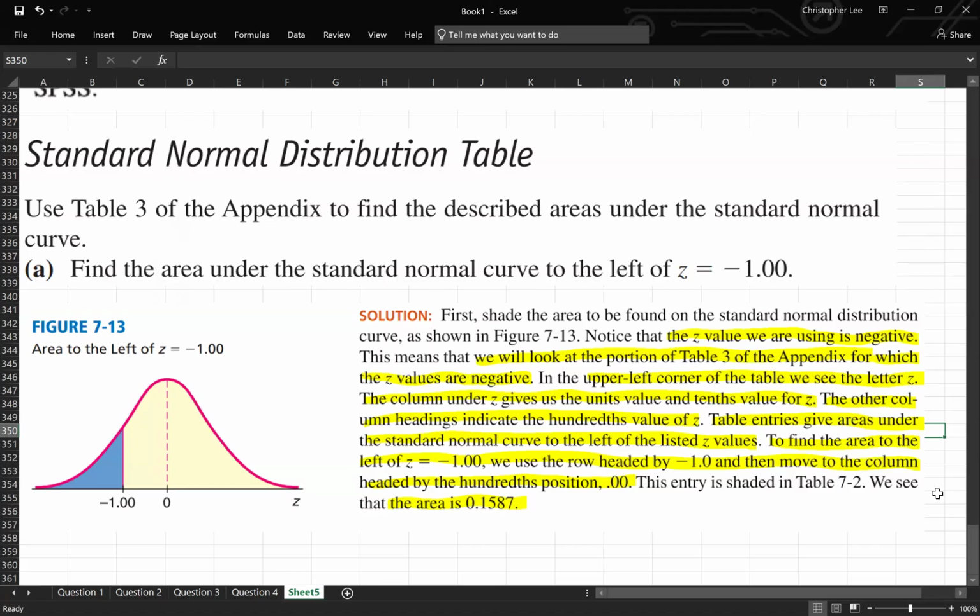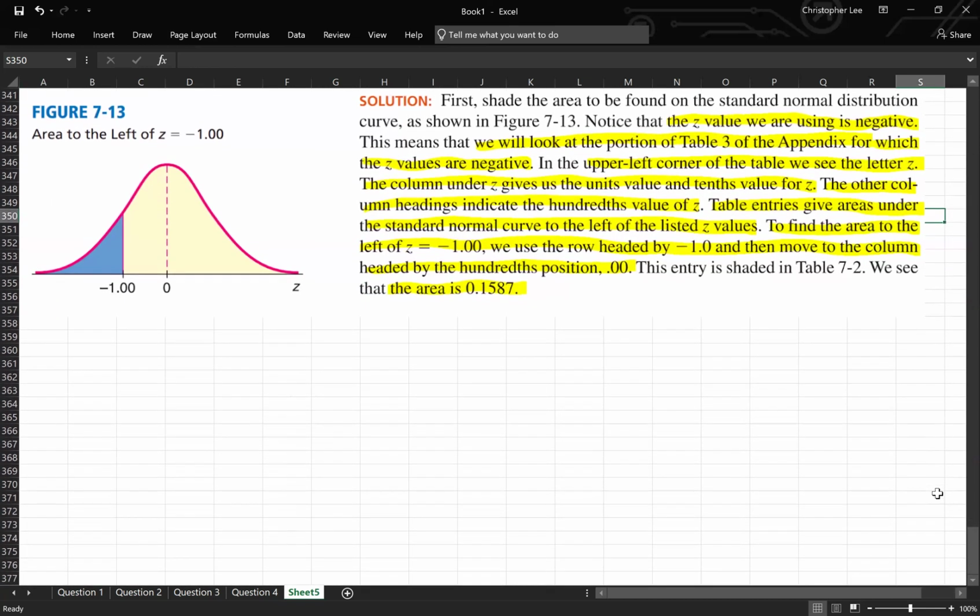This means that we look at the portion of table 3 of the appendix for which the Z values are negative. In the upper left corner of the table, we see that the column under Z gives us the units and tenths value of Z. The other column headings indicate the hundredth value of Z. Table entries give areas under the standard normal curve to the left of the listed Z values. To find the area to the left of Z equal to -1, we use the row headed by -1 and then move to the column headed by the hundredth position, 0.00. This entry is shaded in the table, and we'll see the area is 0.1587. So let me show you what we're talking about.